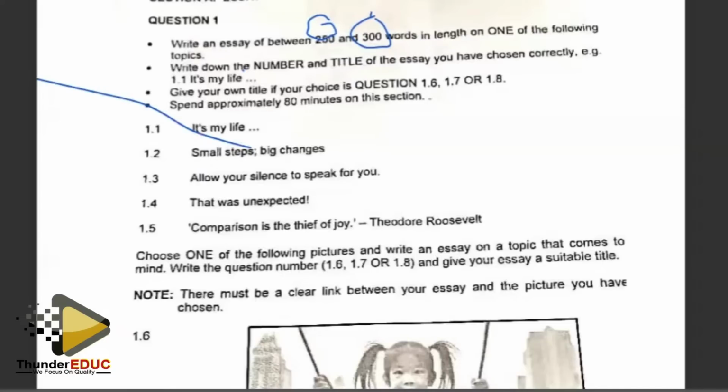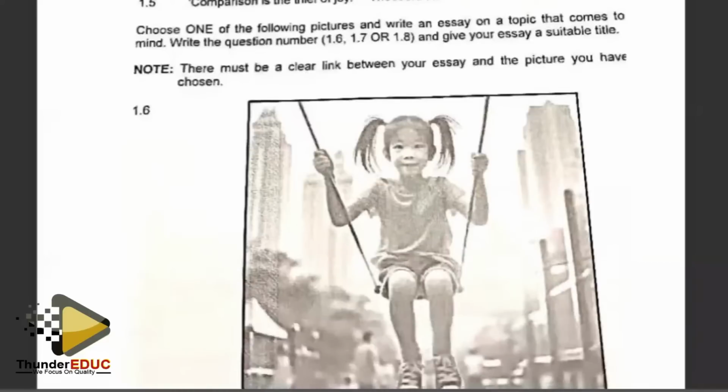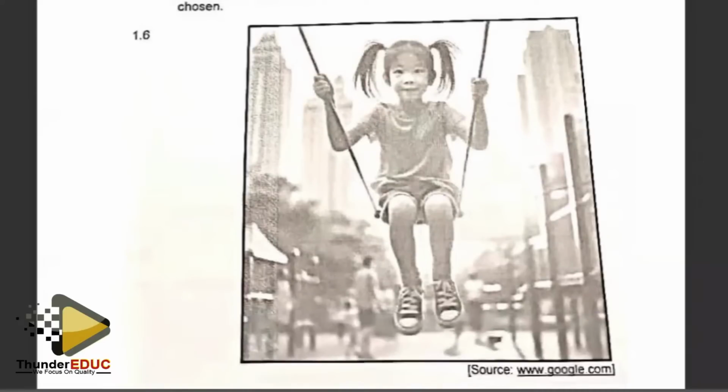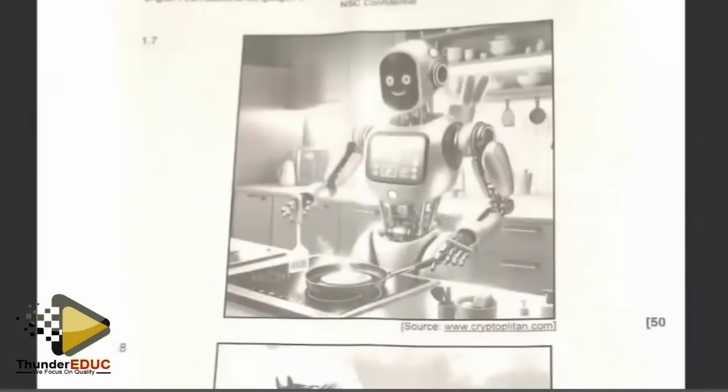Then we move downwards and we notice that we have got pictures. It says choose one of the following pictures and write an essay on a topic that comes to mind. Write the question number 1.6, 1.7, and give your essay a suitable title. Note that there must be a clear link between your essay and the picture you have chosen. We look at the first one, 1.6. We see that it's a girl on a swing. We go to 1.7. We know that it is a robot.